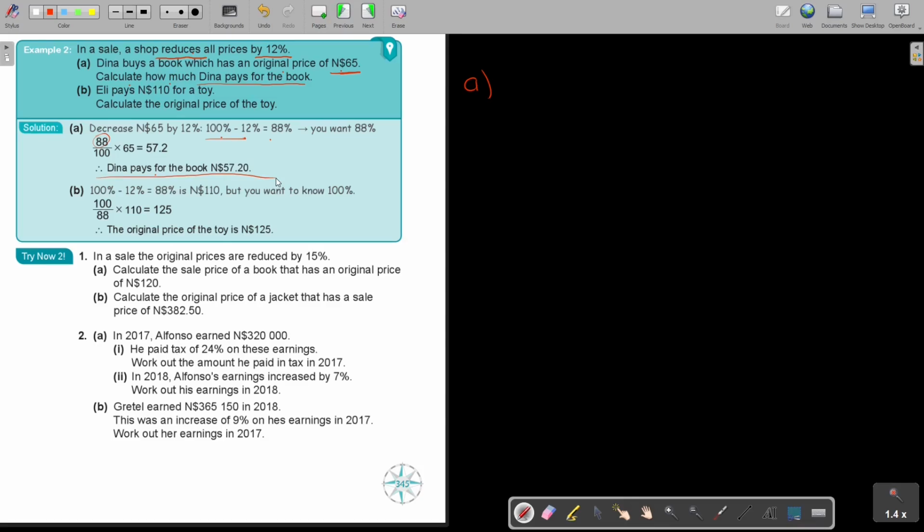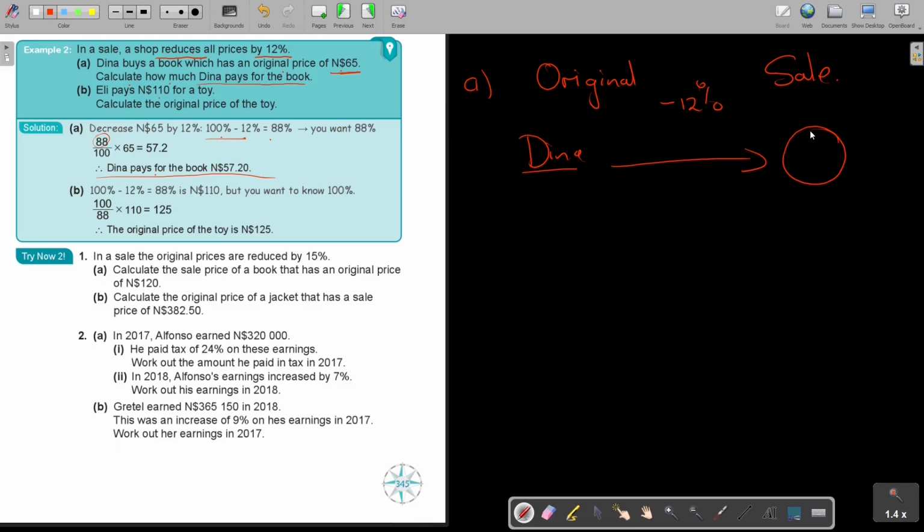Ellie pays 110 for a toy. Okay, now be careful. In this case, can I just show you here? So let's say original, and then it was the sale, and then it was minus 12%. So Dina, I know the original, and I wanted to see what was the sale price. But Ellie, I know the sale price, and I want the original price. Can you see it's a reverse now?